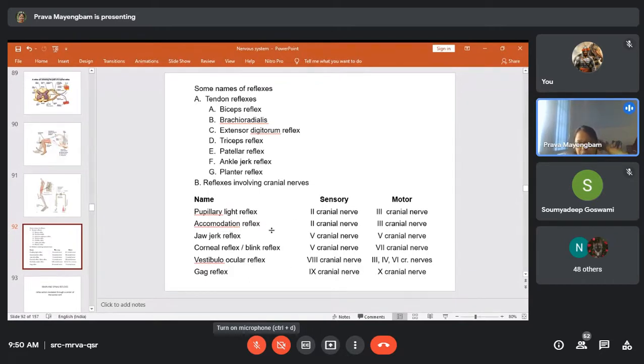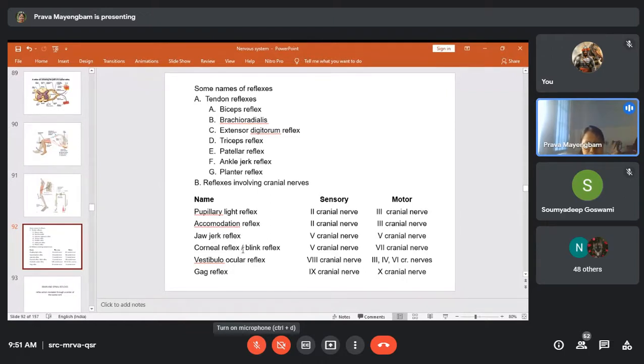Accommodation reflex means how you adjust your eye to see a near object or a far object. This kind of reflex is very strong in prey animals, and also in those birds who can fly very high. Their accommodation power is very good; they have to have a good accommodation reflex. Then the jaw reflex: when some food substances are present, your jaw movements are all associated with this.